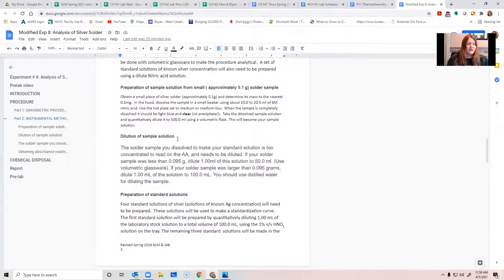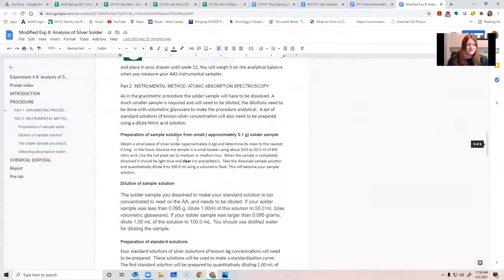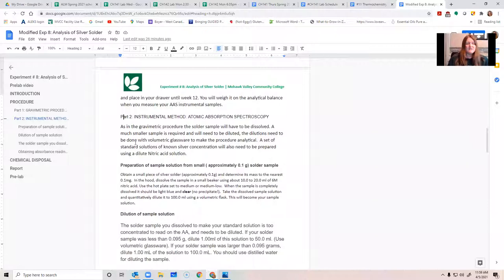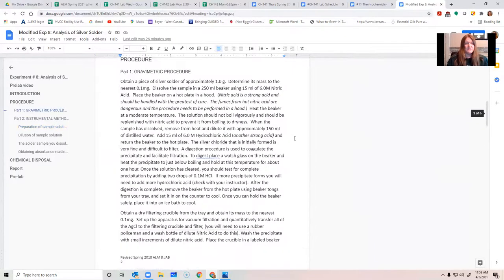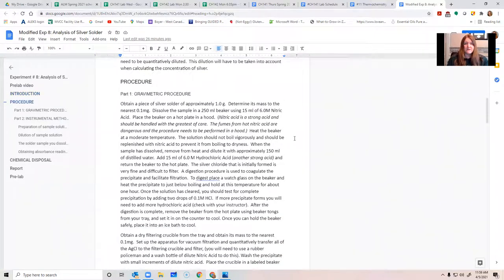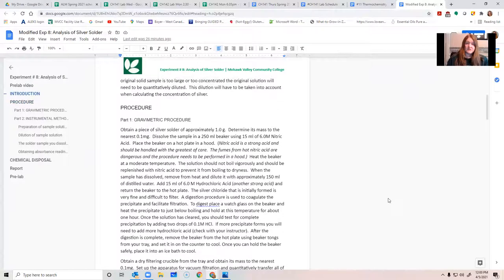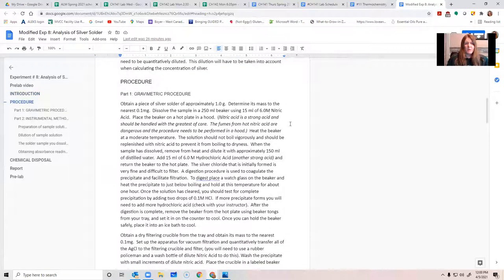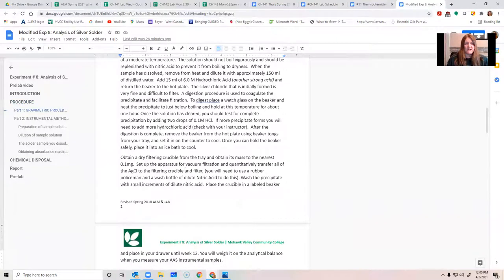At the same time, you're going to go down here to the instrumental part of the experiment, part 2. And you're going to also digest a small piece of solder in nitric acid. The small piece is going to be used for the instrumental method and the large piece is going to be used to create a precipitate that you can weigh, all right? But you're going to digest both of them in the hood at the same time. The small one is going to digest a lot faster. So while you're waiting for part 1 of the gravimetric procedure to be finished, you will also be working on making your dilutions in the instrumental procedure, okay? So at the end of the day, you end up with one sample of solid AgCl in your drawer.